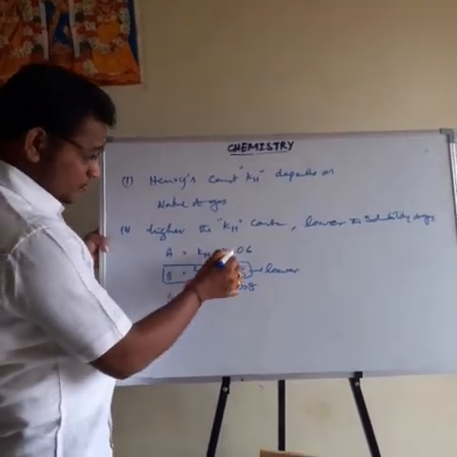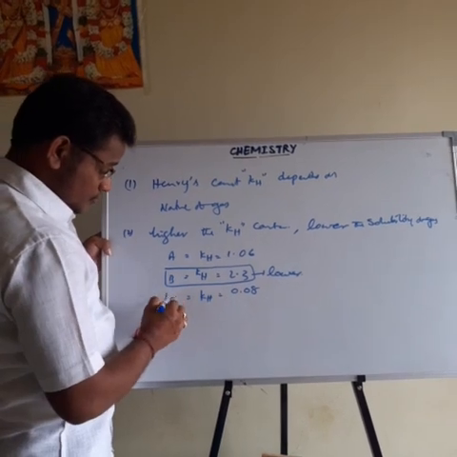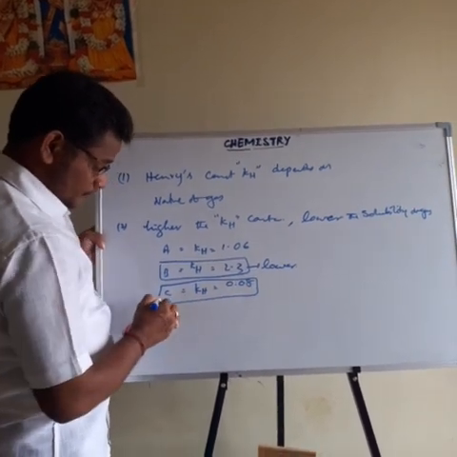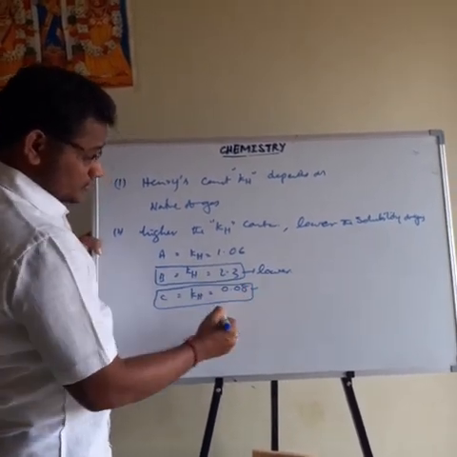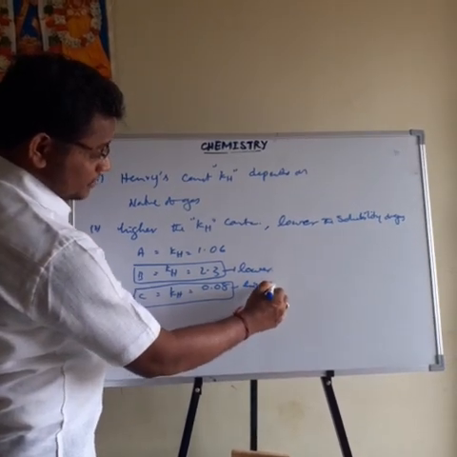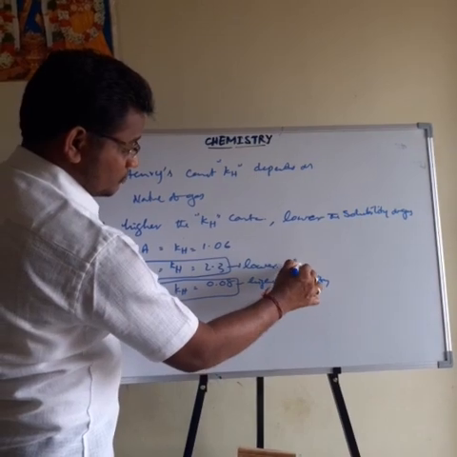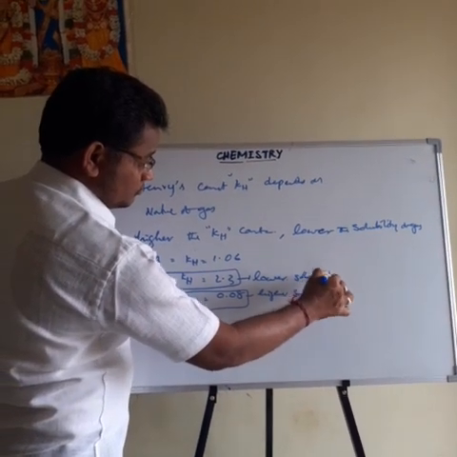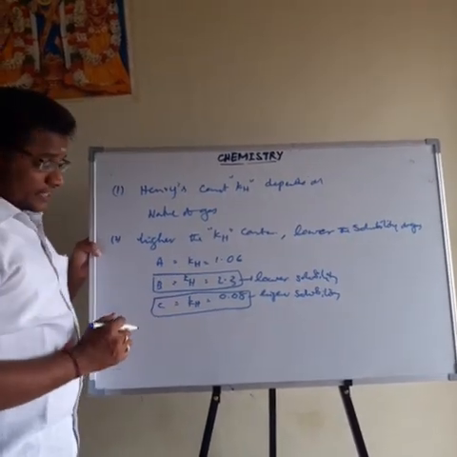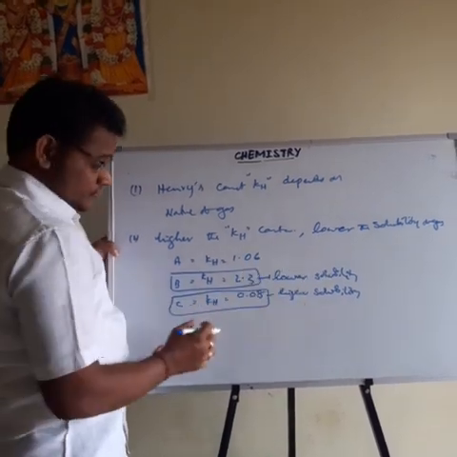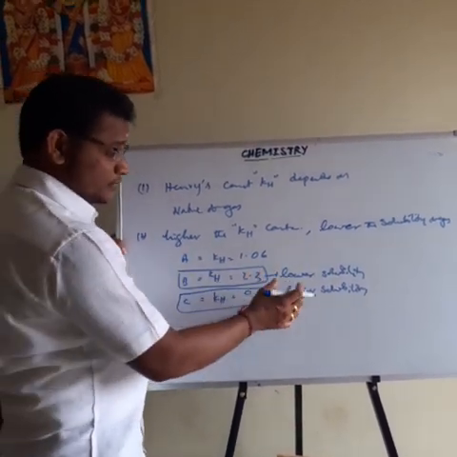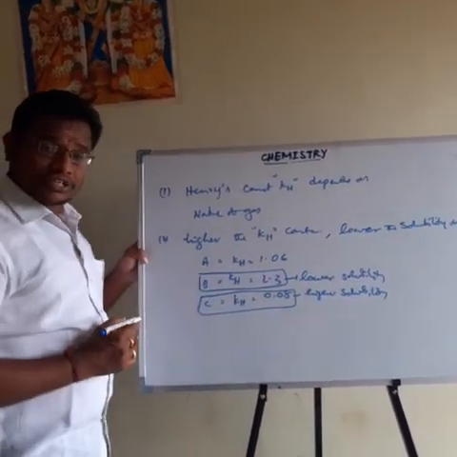The lower the Kh value, the higher the solubility. Between 1.06 and 0.08, which one is lower? C is lower. Lower the Henry's law constant, higher the solubility. So higher the Kh value, solubility is lower; lower the Kh value, solubility is higher. So that is about the second point.